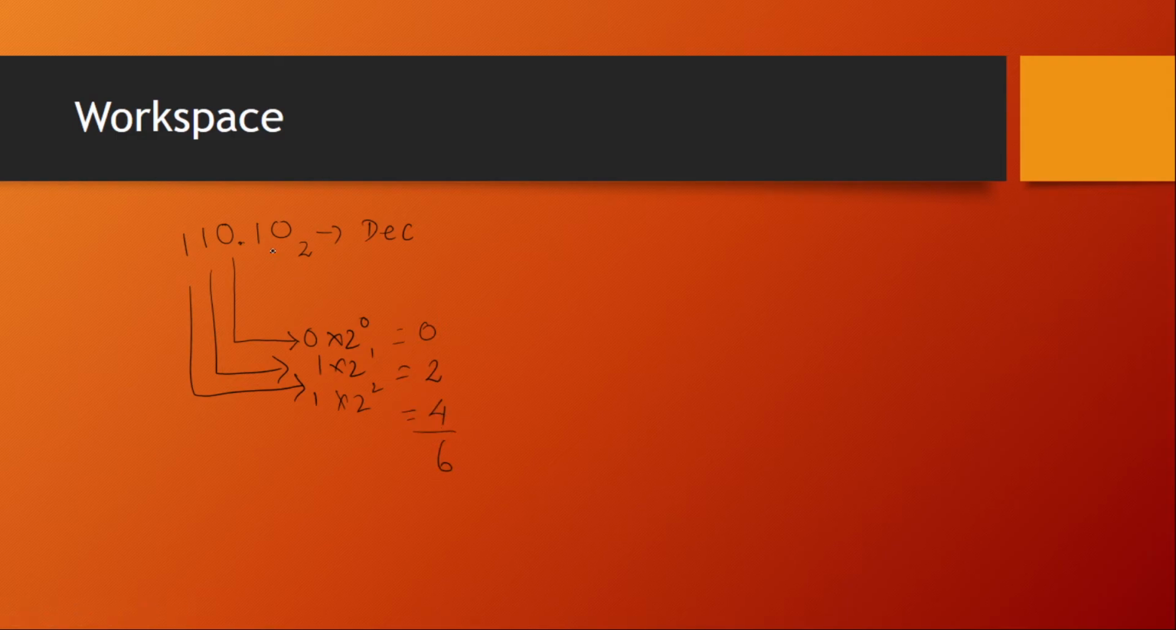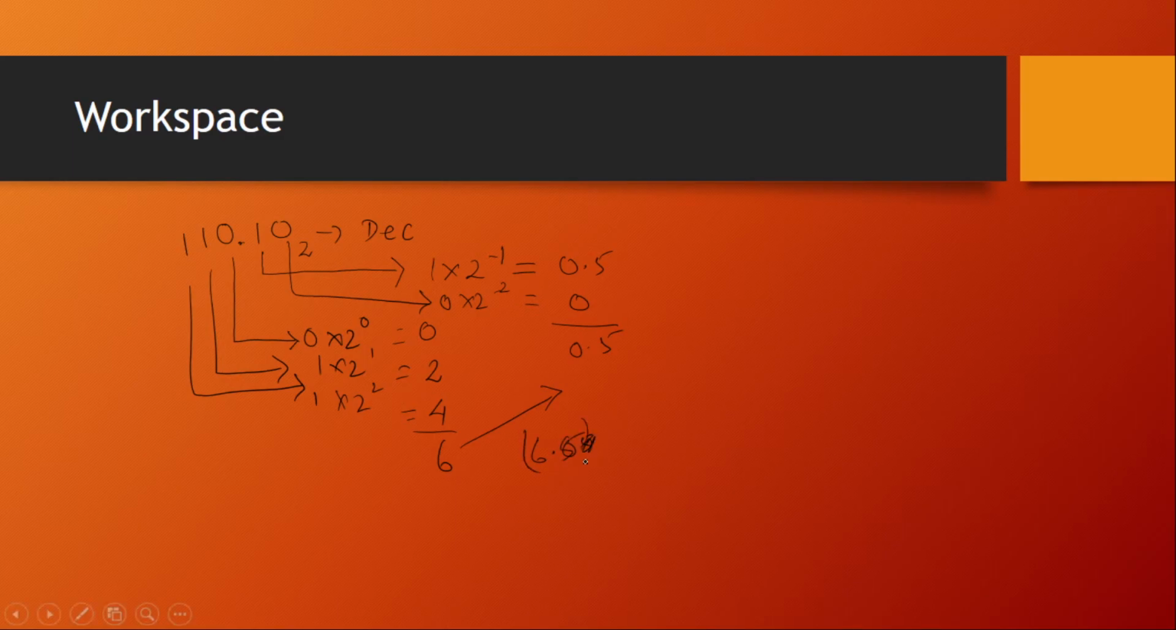Now dealing with the fractional part, you take the first number and multiply that with 2 power minus 1 this time. You take the second number, multiply that with 2 power minus 2, and you keep on going with the rest of the numbers we have. Since in this example we have only 2 fractional bits, we stop here. So this gives me 1 by 2, that is 0.5. This gives me 0. So the total value is 0.5. I'm going to add these two, so that gives me a final answer of 6.5.